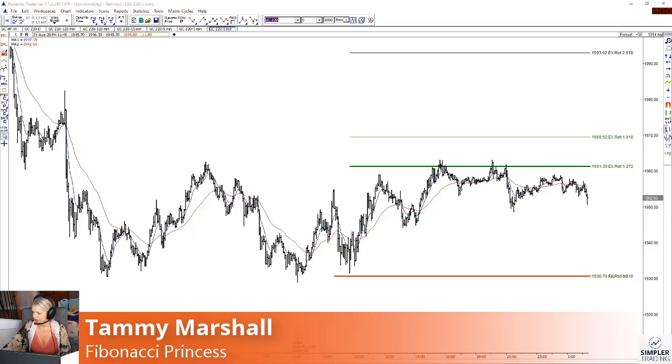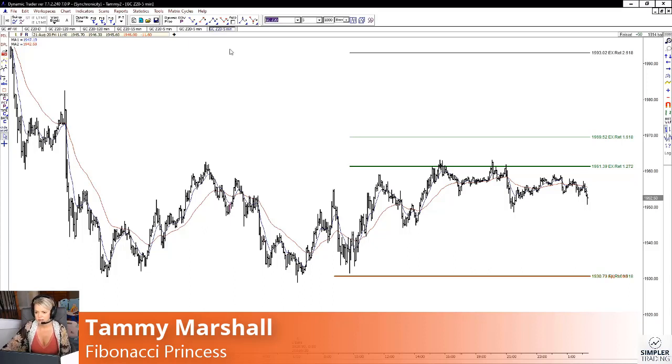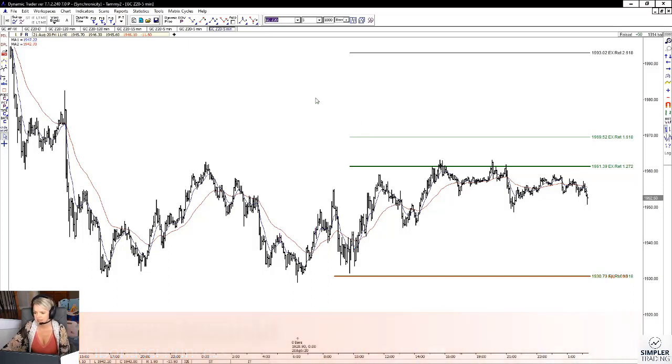I work in the Fibonacci Queen's Room here at Simpler Trading, and I want to talk to you today about why it is important as a day trader to look at different Fibonacci time frames while you are trading. Today I'm going to be talking about gold futures, the GC with the Z contract. If you were in our room yesterday, I did have this set up.